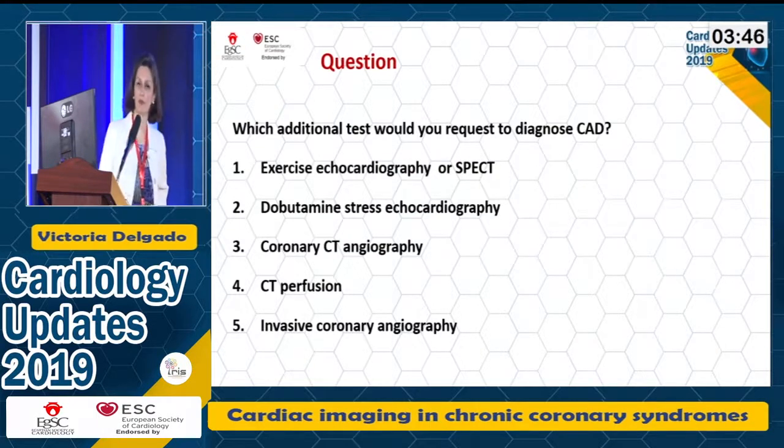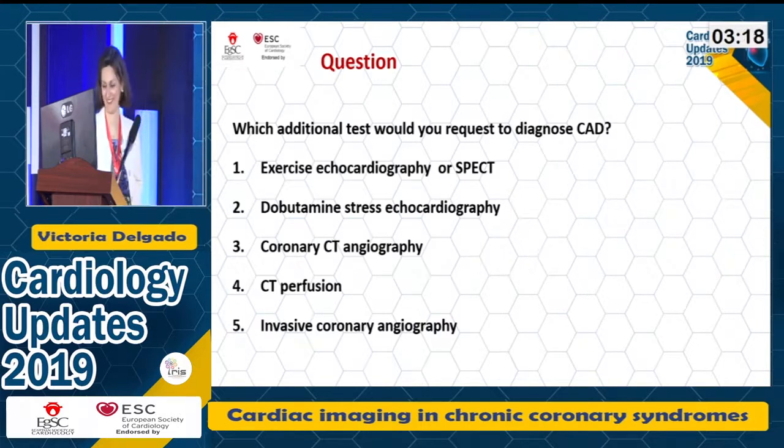Who refers the patient for exercise, echocardiography, or SPECT? Okay, who refers the patient for dobutamine stress echocardiography? Who refers the patient for coronary CT angiography? Okay. And who refers for CT perfusion, for example? And for invasive coronary angiography? Most of you. Very good.